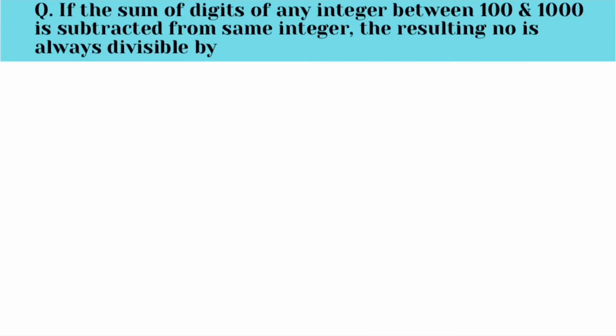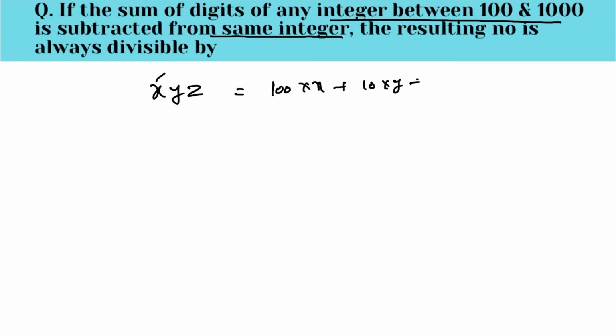If the sum of digits of any integer between 100 and 1000 is subtracted from the same integer. Yeah, nice question. So, let me take some 3-digit number above 100 and less than 1000. Let me call it as x, y, z. And the value of this x, y, z is, in hundreds place x is there, 100 into x, tens place y is there, 10 into y, and units place you have z here. It becomes 100x plus 10y plus z.